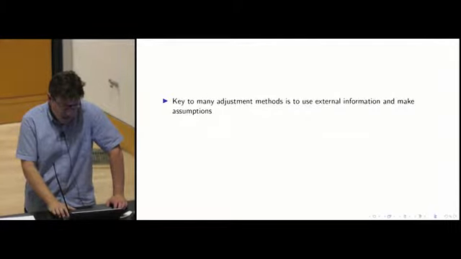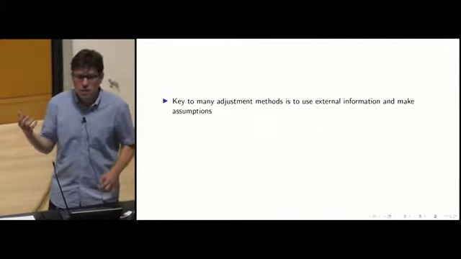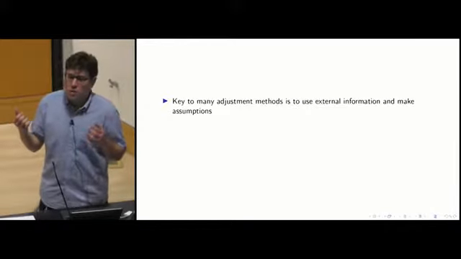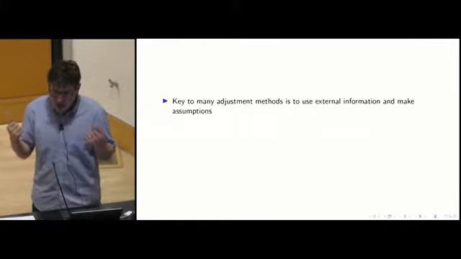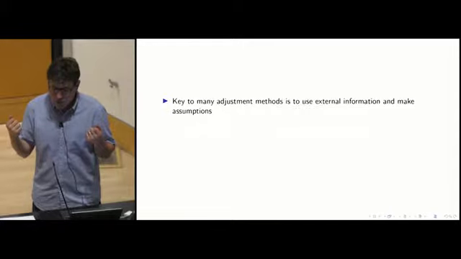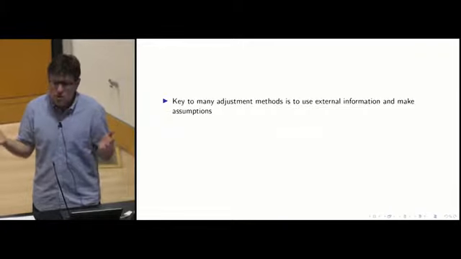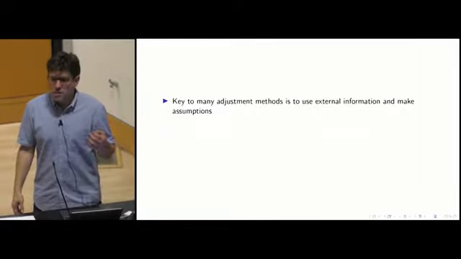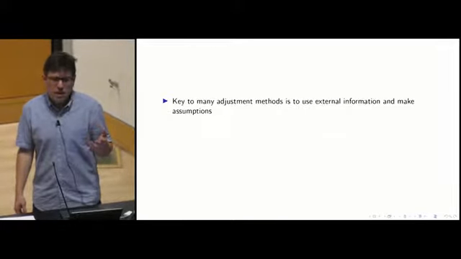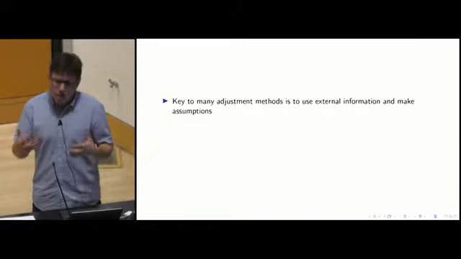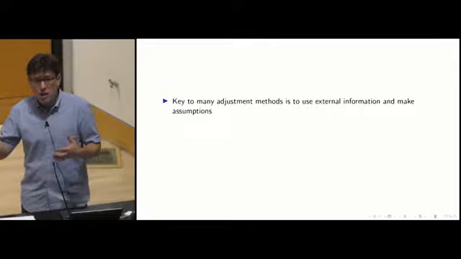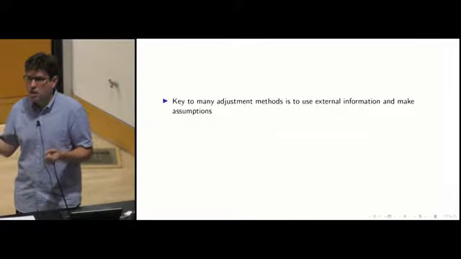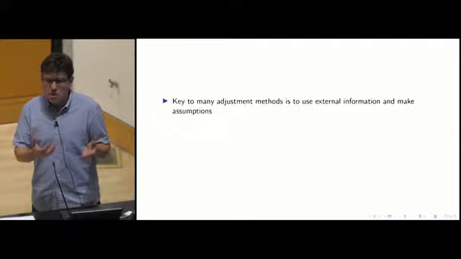So the key to many of these adjustment methods is to use external information and to make assumptions. So let me explain what kinds of external information you have to use. So imagine that you have a sample of people. Let's imagine you do collect a bunch of data in Germany and 90% of your sample is men. So you might say, that doesn't seem right. Like, I don't think the population of Germany is 90% men. And so you might need to then make some adjustments. But there you've used external information, which is your knowledge about what the gender composition is in Germany, right?